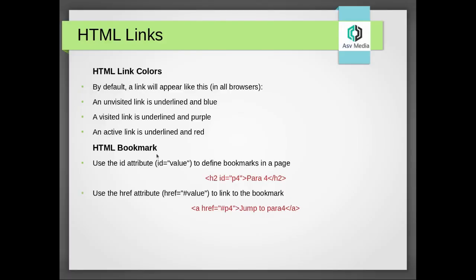Now we can create HTML bookmarks. Use the id attribute, id equal to value, to define the bookmarks in a page. So here h2 is heading 2, and id equal to value defines the bookmark. It is para, h2 closing tag, and use the href attribute equal to hashtag and the value that you have given, p4. So just type p4. Whenever you click on this a href it jumps to para 4, so the content written inside the h2 will move to the content written inside the h2 para 4.